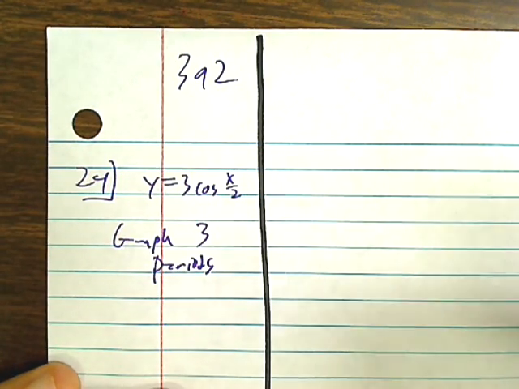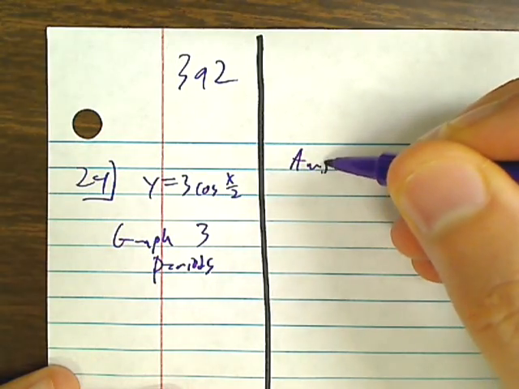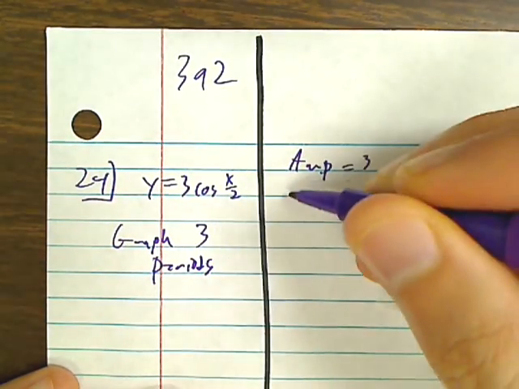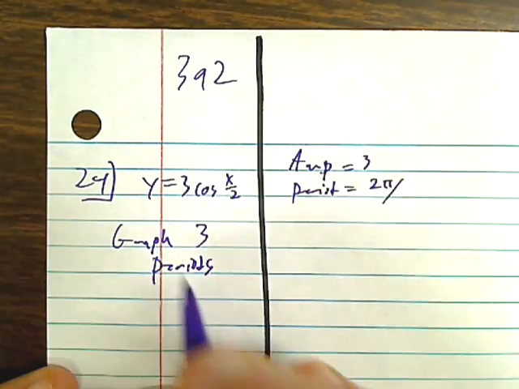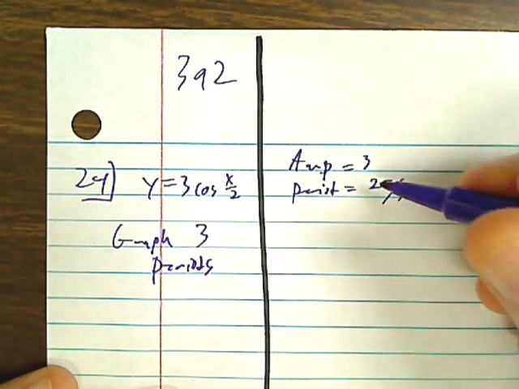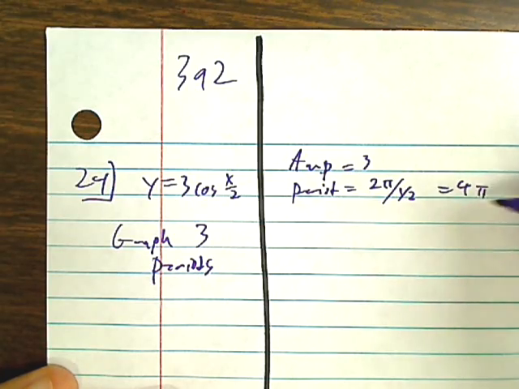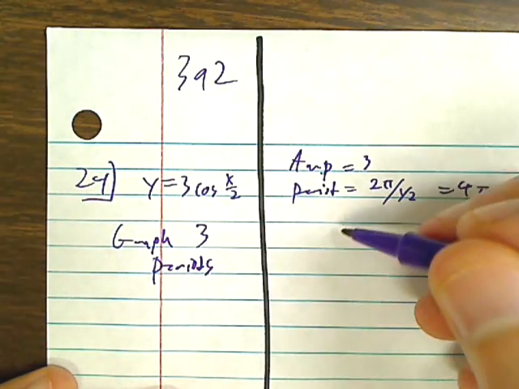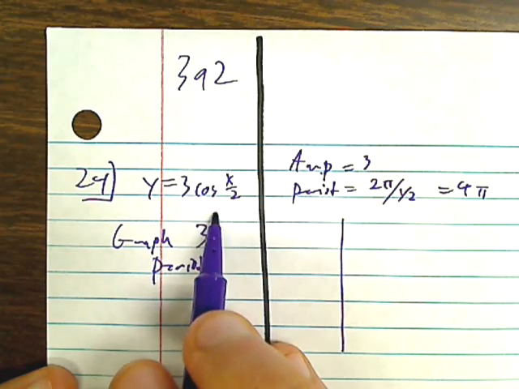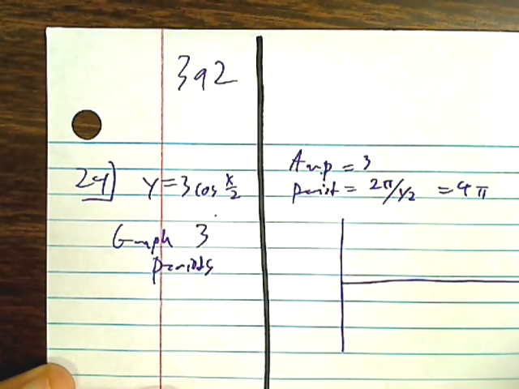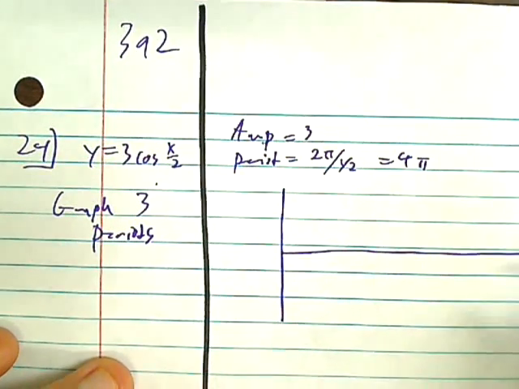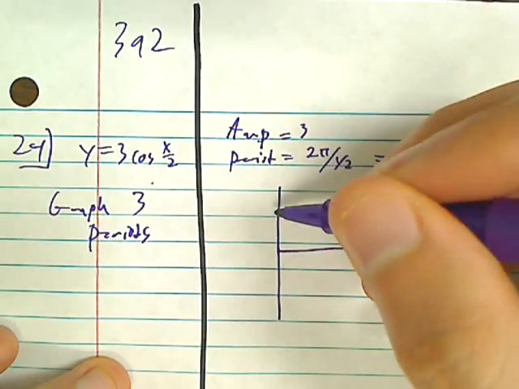Okay, unpause. So the amplitude is 3. The period is 2 pi over 1/2, which is going to be 4 pi. Okay, so let's set up my graph. Cosine starts not at 0, but at the amplitude. Normally cosine starts at 1, but here the amplitude is 3, so cosine is going to start at 3.